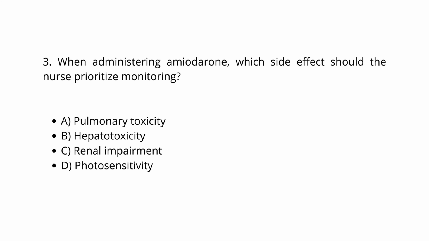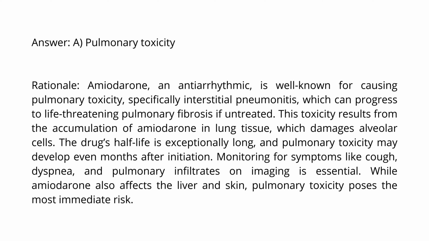3. When administering amiodarone, which side effect should the nurse prioritize monitoring? A. Pulmonary toxicity. B. Hepatotoxicity. C. Renal impairment. D. Photosensitivity. Answer: A. Pulmonary toxicity. Rationale: amiodarone, an antiarrhythmic, is well known for causing pulmonary toxicity, specifically interstitial pneumonitis, which can progress to life-threatening pulmonary fibrosis if untreated.